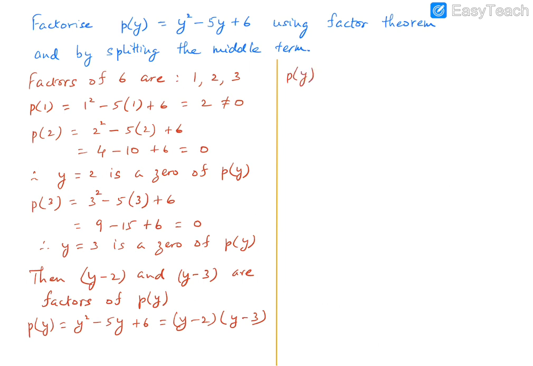So again, I'll write down p of y, which is equal to y square minus 5y plus 6. Now we have to split this middle term minus 5y such that the two numbers in which we split it have a product of the coefficient of y square and the constant term. The coefficient of y square is 1 here, so 1 into 6 is 6, and when we add those two numbers we should get minus 5. So we want to split this in such a way that the sum of those two numbers is minus 5 and the product is 6.